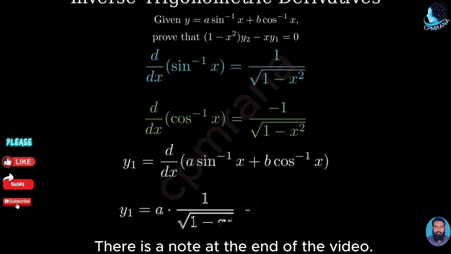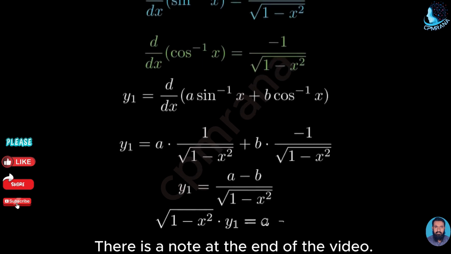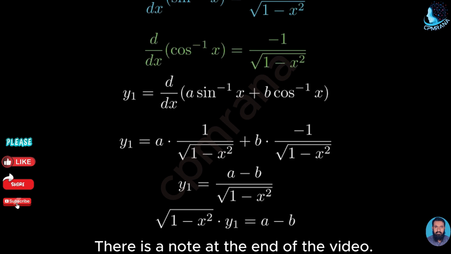Using the derivatives we just recalled, we get y1 equals a times 1 over square root of 1 minus x squared plus b times negative 1 over square root of 1 minus x squared. Let's simplify this expression. We can combine these terms over a common denominator to get y1 equals a minus b over square root of 1 minus x squared. This can be rewritten as square root of 1 minus x squared times y1 equals a minus b.